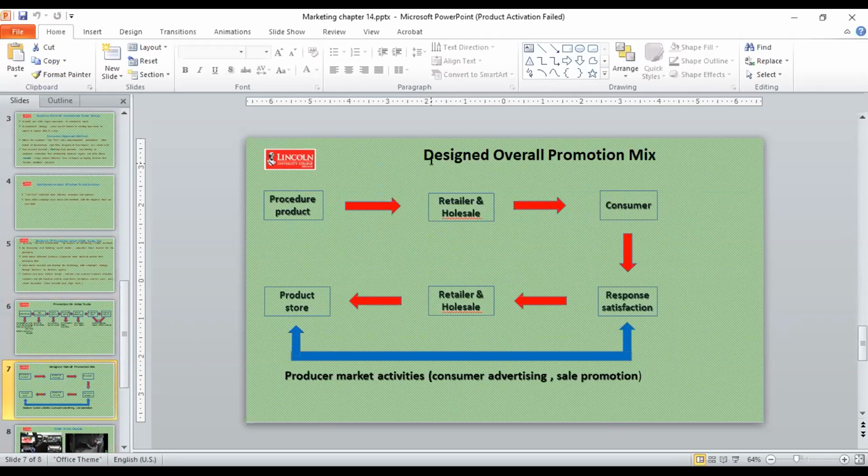And then design the overall promotion mix. They push forward through producer, products, and retailer and wholesaler function, and consumers. And then efforts to the response, satisfaction, and other needs. And then retailers and wholesalers and product store. There's a product to respond to the wish and need satisfaction, product market delivery, consumer advertising, sales promotion.